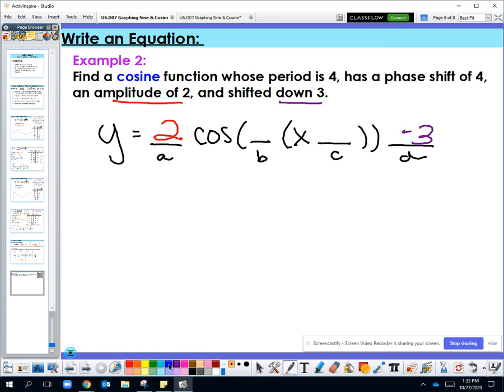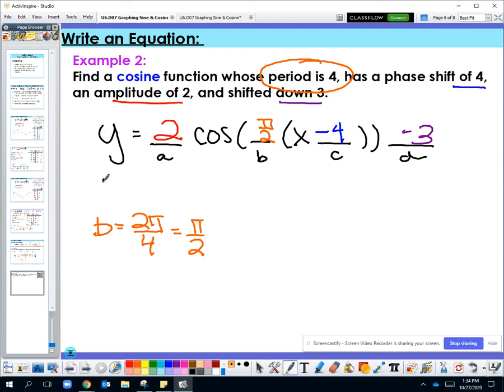And a phase shift of 4, it's a positive phase shift to the right, so we'll put in -4 to show we're moving to the right 4. So then we need to take this value, the period is 4, and we know that b is equal to 2 pi divided by the period. So that reduces to pi over 2. And that's what I can plug in right here.